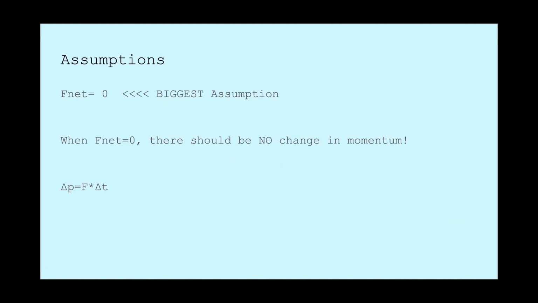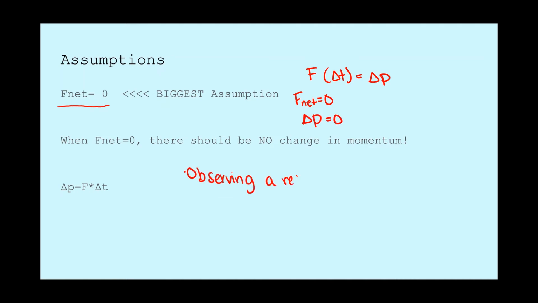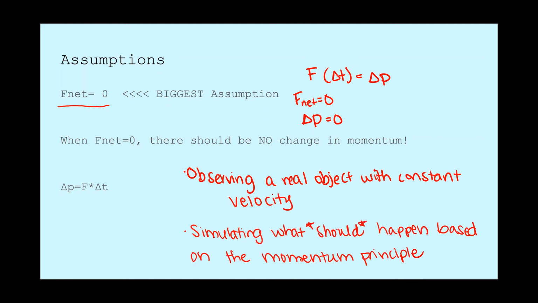In order to use the momentum principle in our tracker simulation, we had to make some assumptions. Our biggest assumption is that the net force on the rolling object is equal to zero. First, we observed a real object with an assumed constant velocity, and then we used the same initial conditions to simulate what should have happened based on the momentum principle.